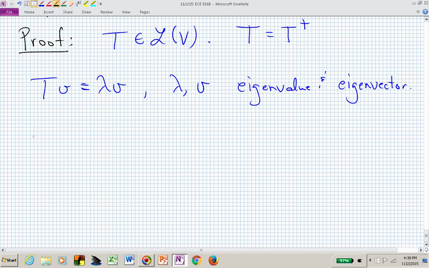Let's now look at the following. Suppose that I look at scaling the norm squared of that eigenvector by lambda, the eigenvalue. What's another way of writing this norm squared we've been using? That's the inner product of the vector with itself. I can now say that's lambda times the inner product of v with itself. This is just the definition of the norm.